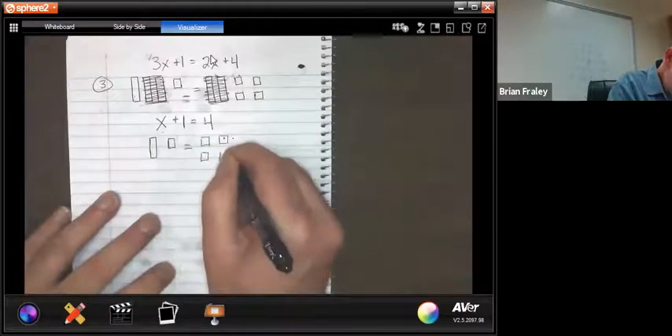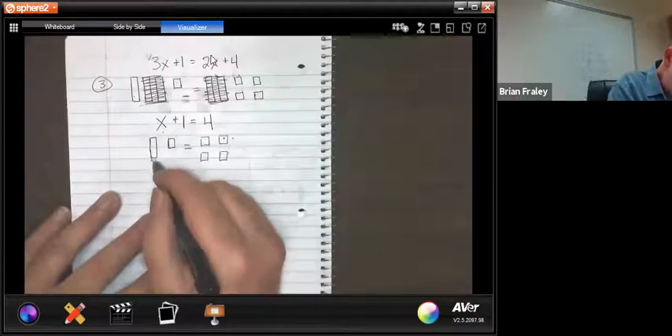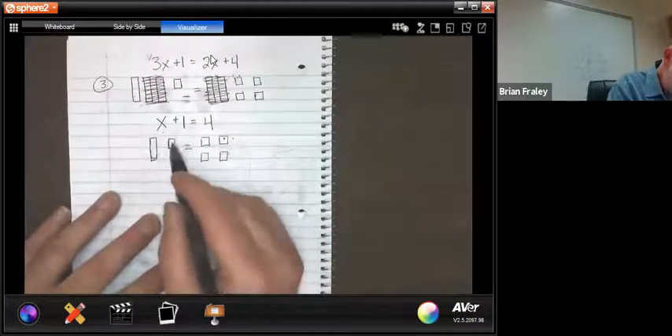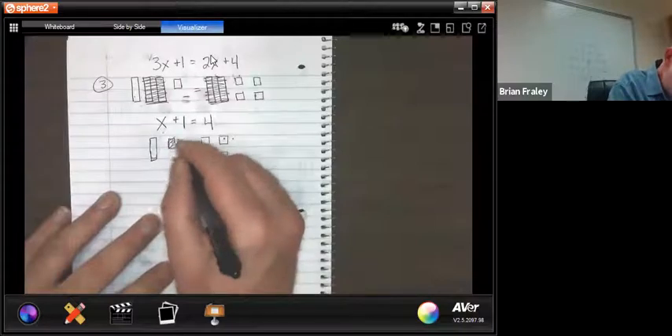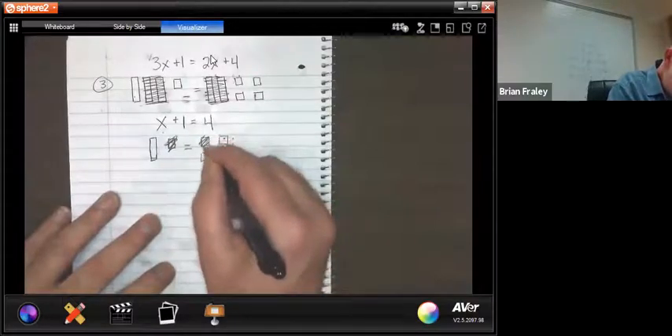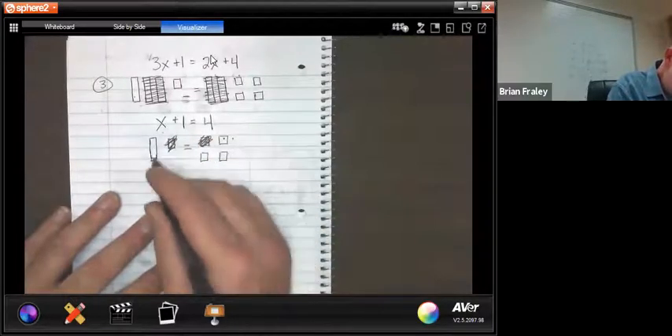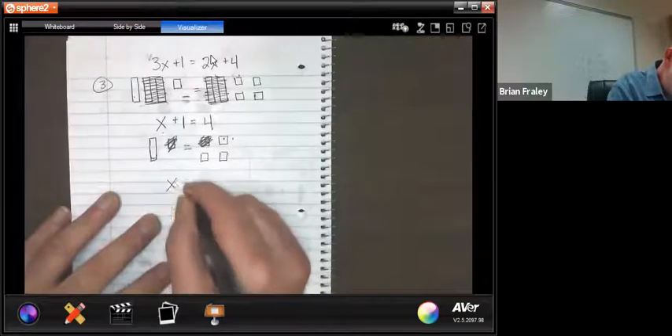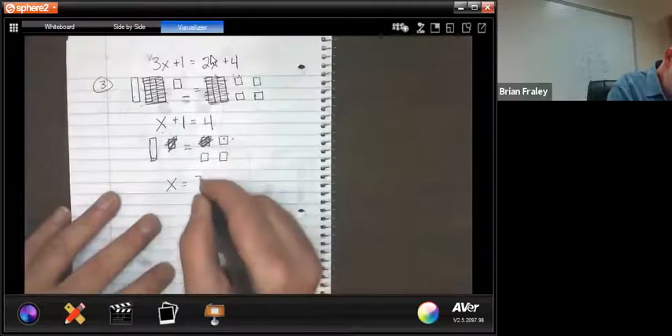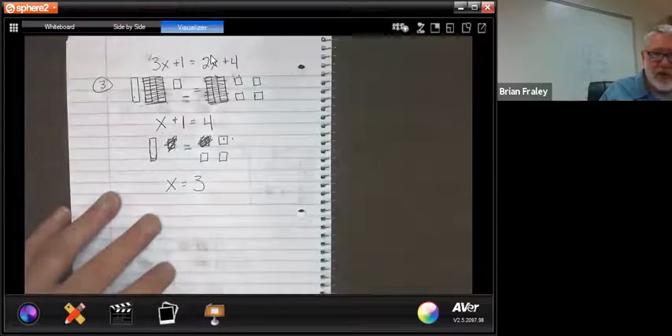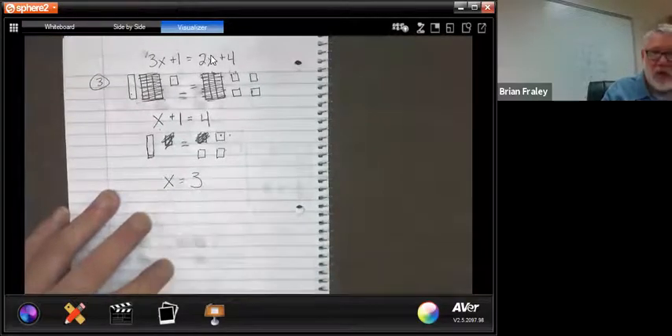All right. Now, what do they have in common? Well, they don't have x's in common. They've got the single squares, and they've got one of them. So let's get rid of one square each. And now we've got 1x equals, oh, there's my answer. Because when x is by itself, that's what we want.